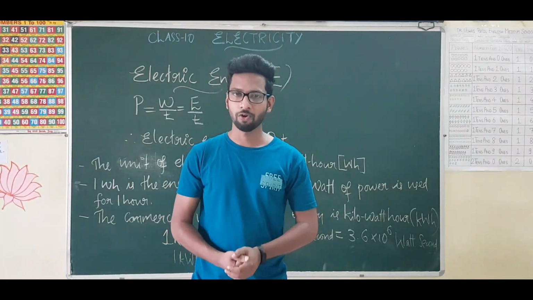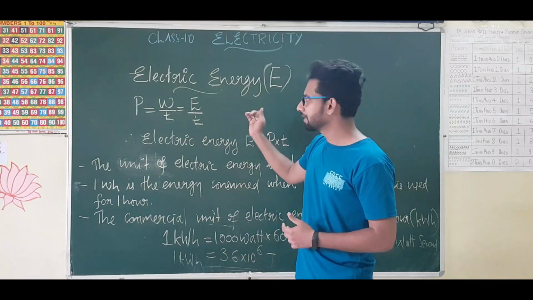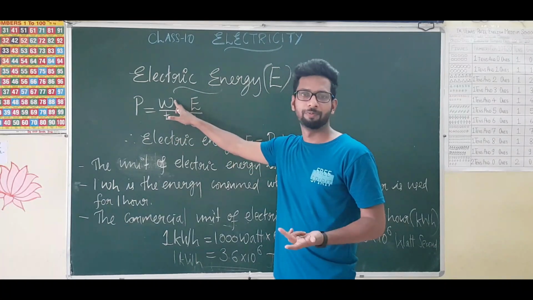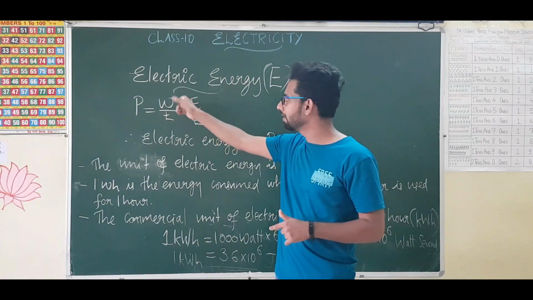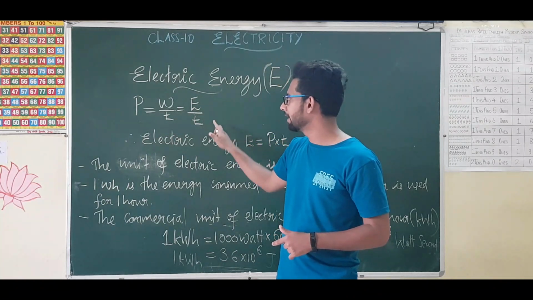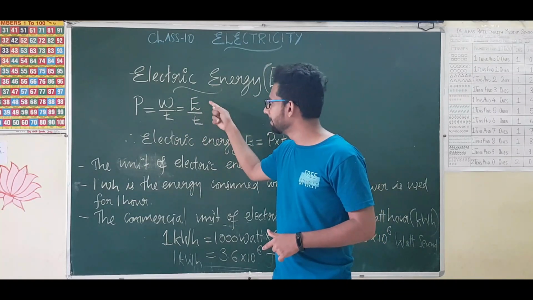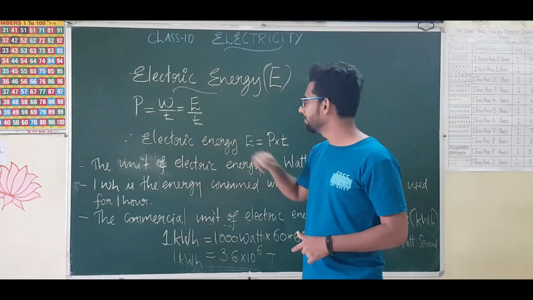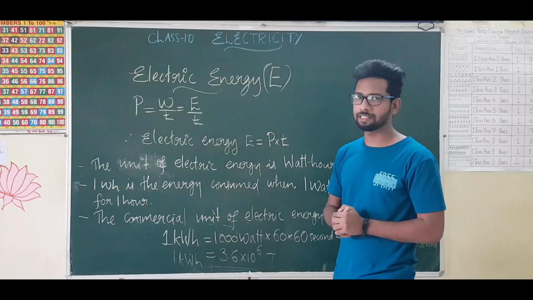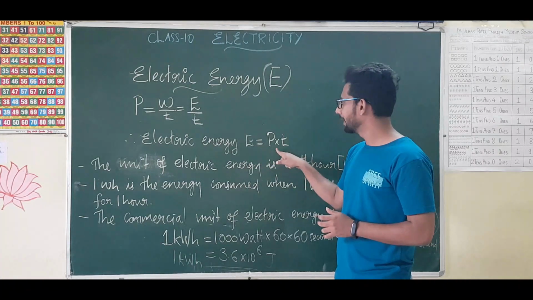Now we can move to the last topic, that is electrical energy. From the previous section we found that power equals W by T. The unit of work as well as energy is the same, so we can replace work with energy, that is P equal to E by T. Then rearranging to get E, E becomes equal to P into T. We can define electric energy as a product of electric power and the time, that is E equal to P into T.